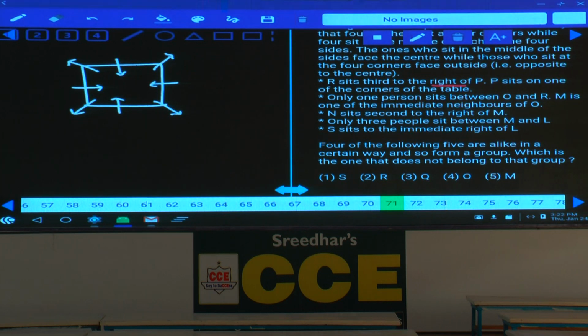As P is at one of the corners of the table, now we can fix this P at any one of these 4 corners. Now I am fixing this P at this place. Now if P is here, R sits out to the right of P. As P is facing away from the center, the right hand side will be in the clockwise direction.